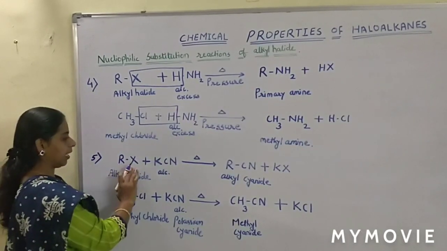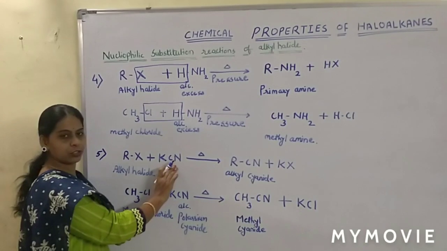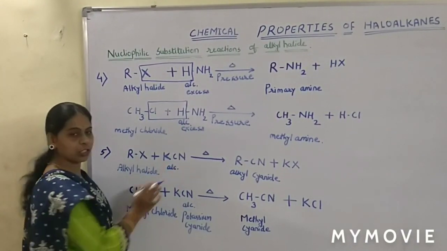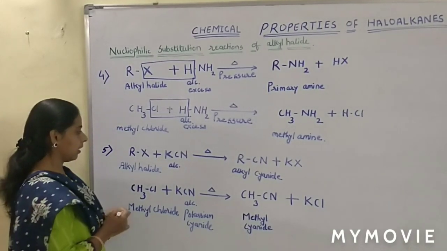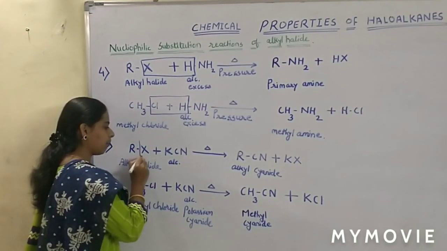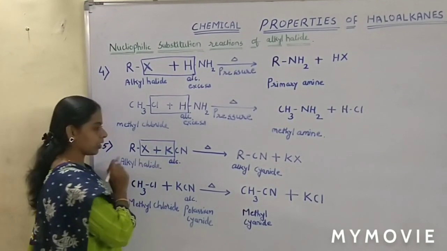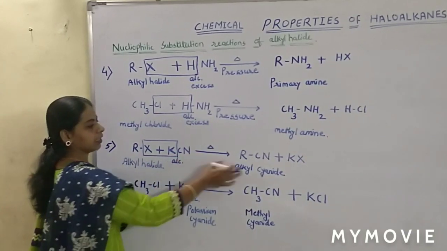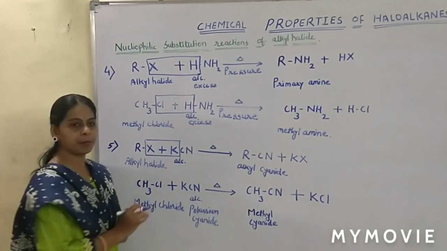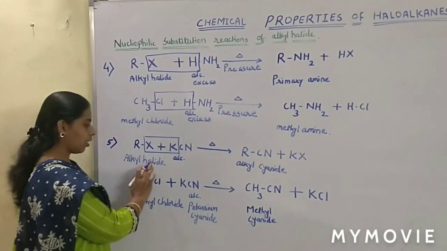Now the next reaction is RX, that is alkyl halide, which reacts with an alcoholic solution of potassium cyanide. This is the formula of potassium cyanide, KCN. Now the reaction is carried out under heat. Here also K is combined with X. So what is left? RCN, that is the formula of alkyl cyanide, and KX will be the byproduct. So alkyl cyanide will be formed.